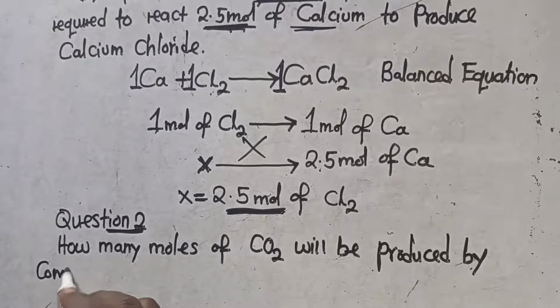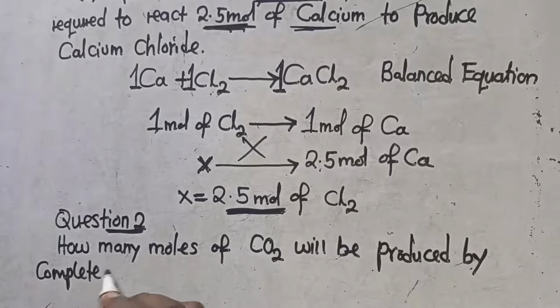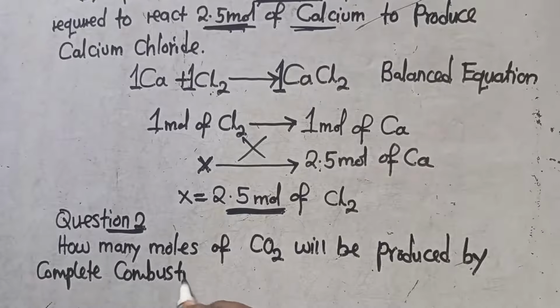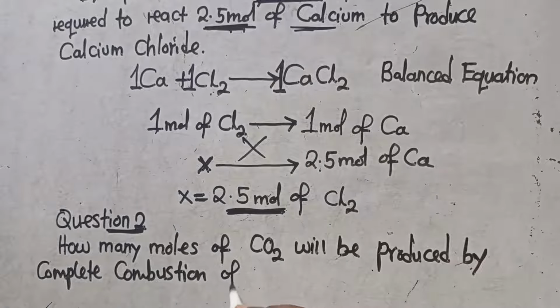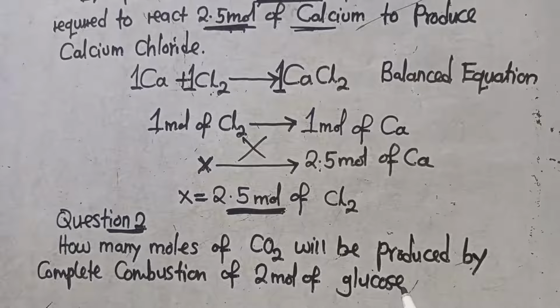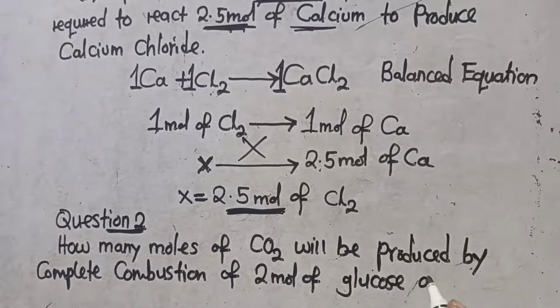combustion. Whenever we are talking about combustion, I guess you know what we mean. When a substance reacts with oxygen, that is a combustion reaction. So of combustion of 2 moles of glucose. So 2 moles of glucose, according to the equation.